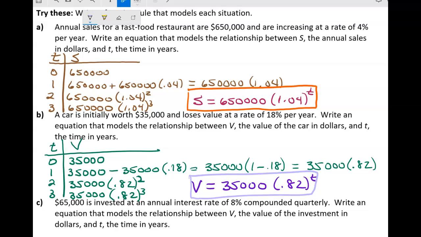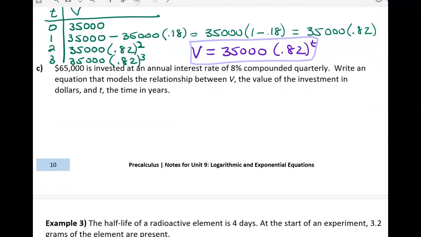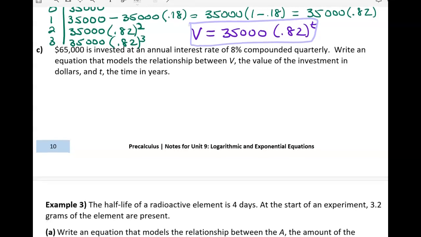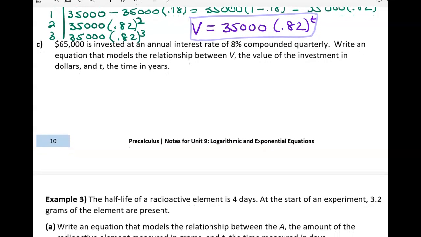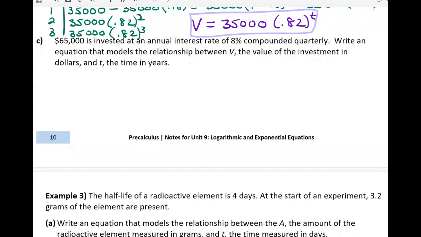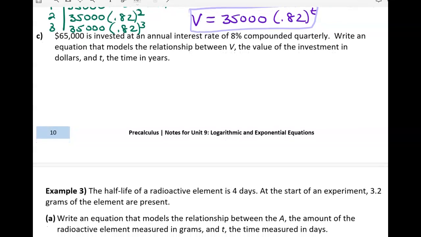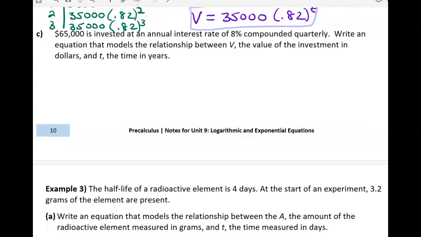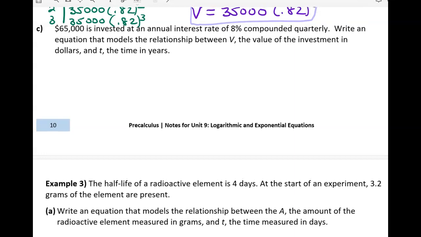All right, in C, this is one for you to try, and this one is one with compounding. So there's an 8% annual interest rate, but the compounding is happening quarterly. Quarterly means 4 times a year, so think about what your quarterly interest rate would be. Try this one and pause the video.